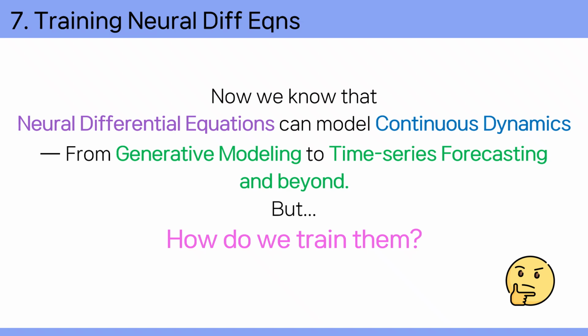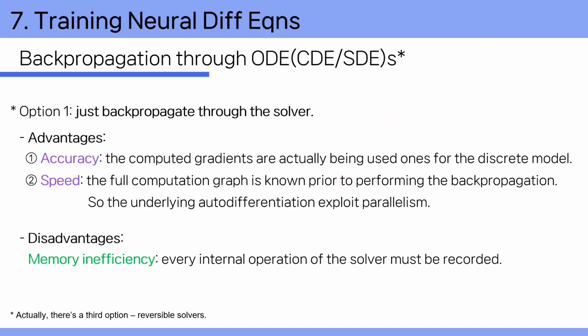Now we know that neural differential equations can model continuous dynamics, from generative modeling to time series forecasting and beyond. But here comes the key question: how do we actually train these models? There are two options for backpropagation through neural differential equations. The first option is simply to backpropagate directly through the internal operations of the solver. A differential equation solver internally performs basic operations which are differentiable.